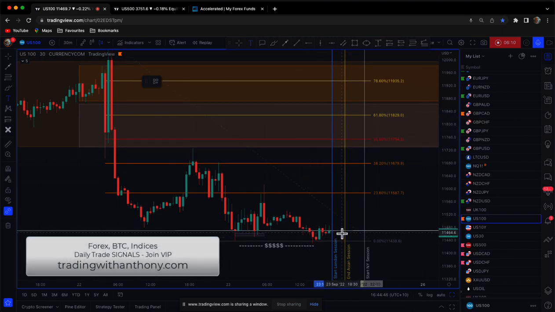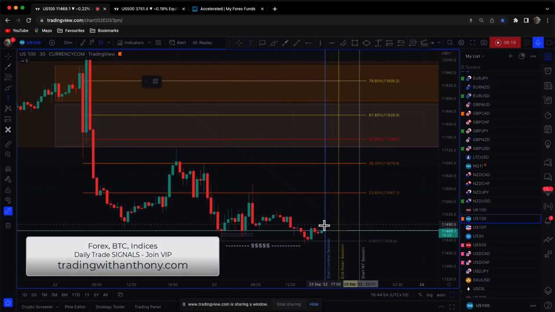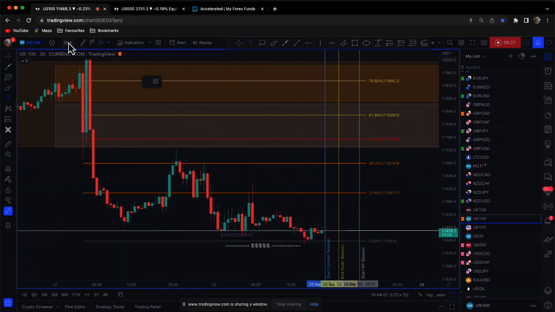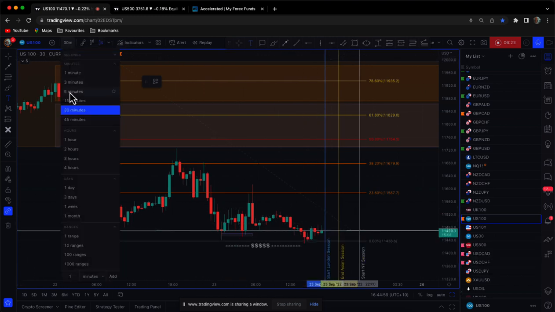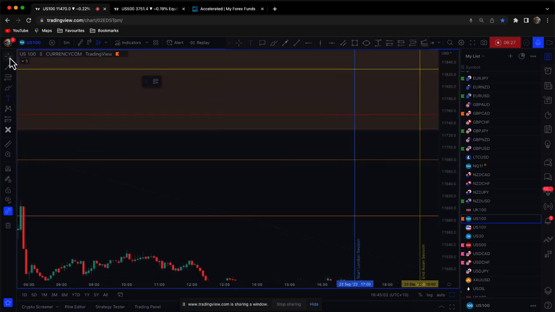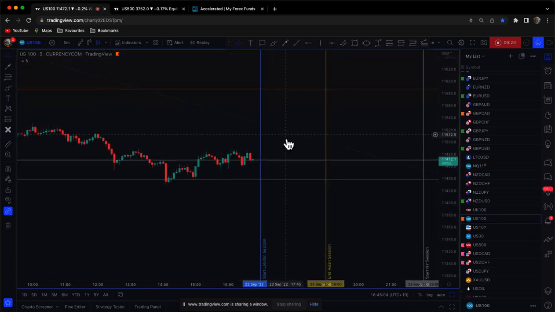The play that I'm going to be looking for will be possibly a buy opportunity here, but be careful because it can wick down before it wicks back up. So watch how it trades into the London Open. So we'll just go down to 5 minute. Why not? I'm just watching this how it trades into the London Open.